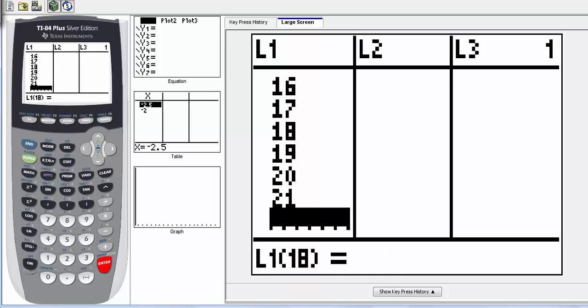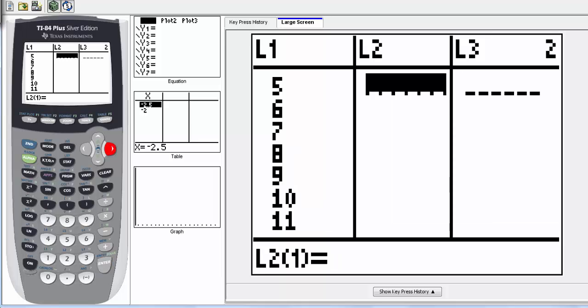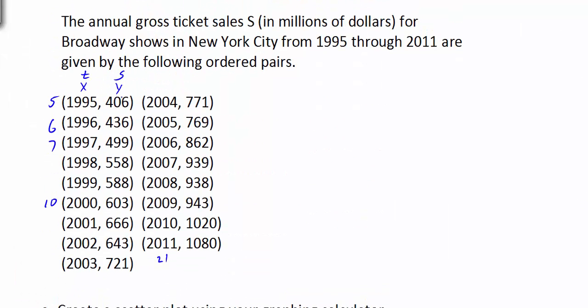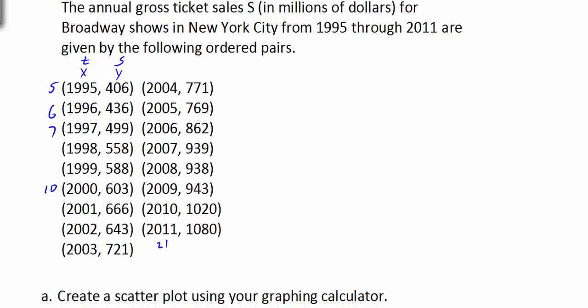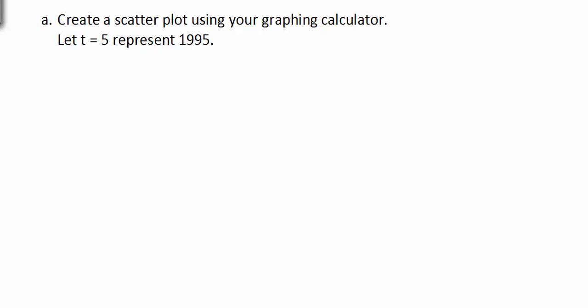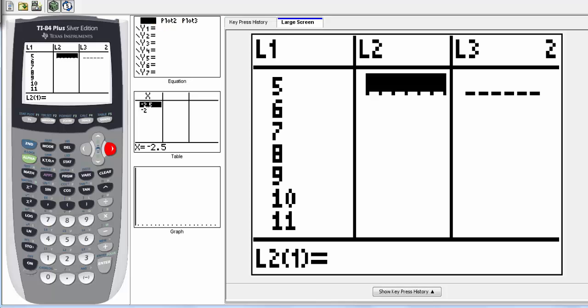So there are all the X values, or the T for the time, and then we want to use the cursor to go over to list 2, and then enter all of the Y values. So here we're going to start putting in the Y values, which is S for the sales. So 406, 436, and so on. So we want to enter all those values in. And that's where you may want to pause the video so you can enter that into your calculator. So here we're going to put in all these values, and hopefully I won't make a mistake.